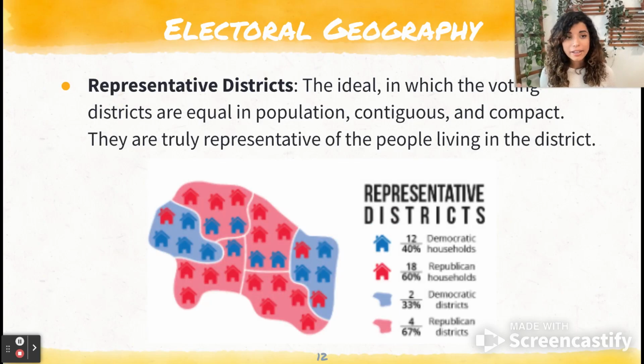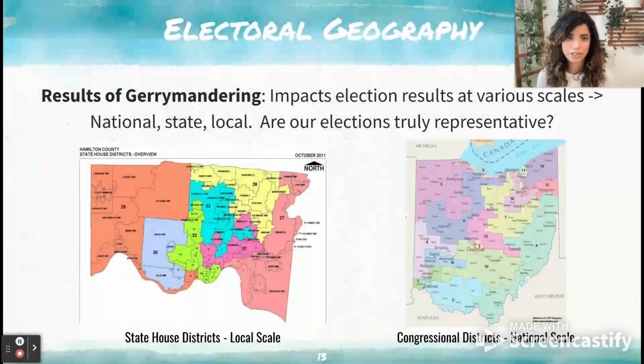What we would like, or I guess in theory, what would be most appropriate and most democratic are representative districts. So this is where voting districts are equal in population. They are also contiguous and compact. They are truly representative of the people living in the district. So notice here that there's a much more even balance to the number of houses versus the number of districts that each party gets. So this, unfortunately, is not always the case because of gerrymandering.